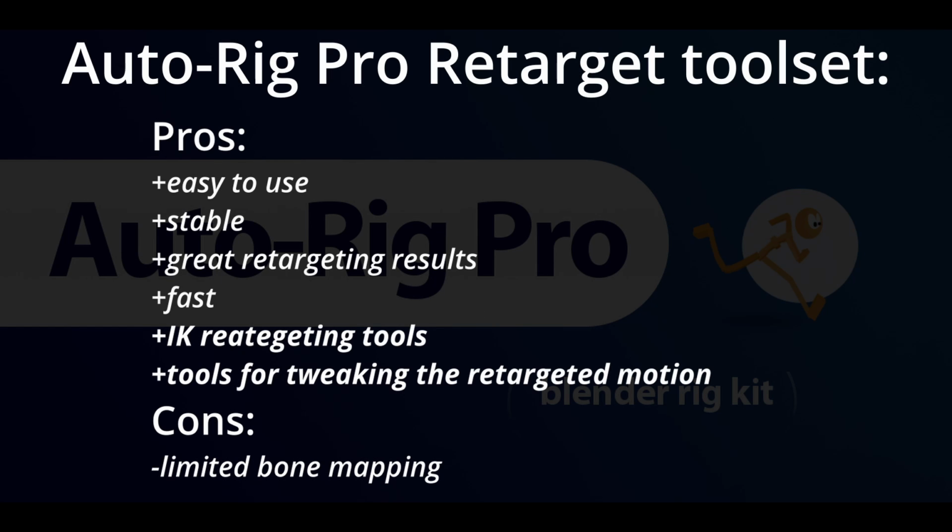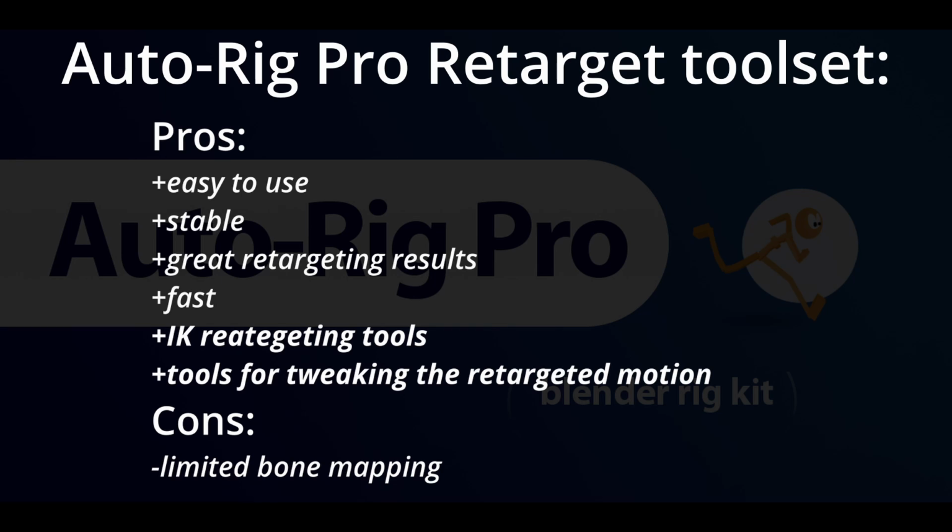And regarding the retargeting features of AutoRig Pro, they are excellent. Some of its strengths: the add-on is easy to use, stable, it produces great retargeting results, it is fast, and it has dedicated tools for IK retargeting, which I haven't seen in many other tools. And also there are features for tweaking the retargeted motion, which can also come in handy.